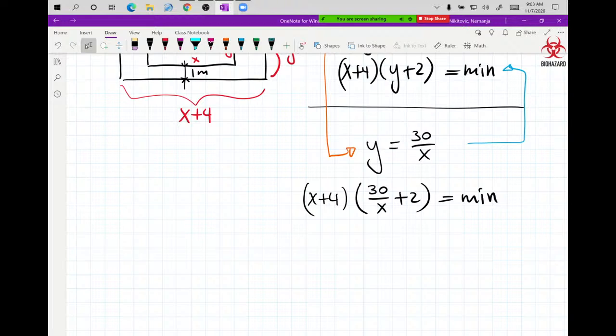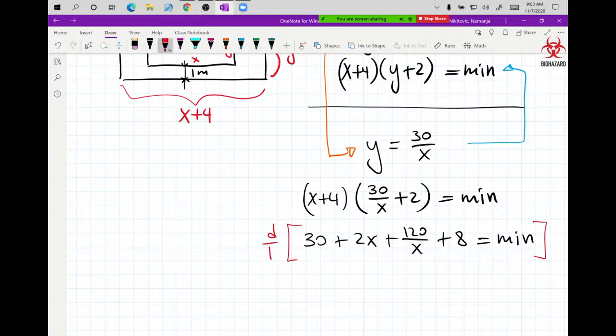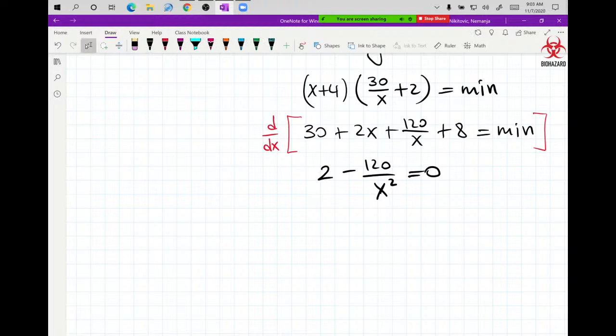All right, so when we distribute here, x and x cancel, so we just get 30 plus 2x plus 120 over x, and then plus 8 equals minimum. We can differentiate without simplifying, because 30 plus 8 is 38, but both of those are gone with the derivative. So I have 2 minus 120 over x squared equals 0. That's the equation we're working with. So 120 over x squared equals 2. x squared equals 60, and x equals plus or minus root 60.